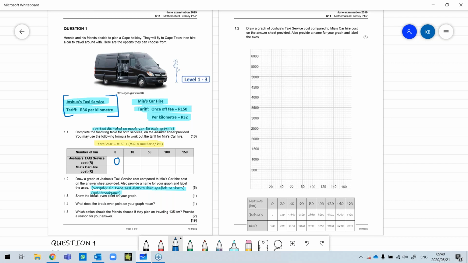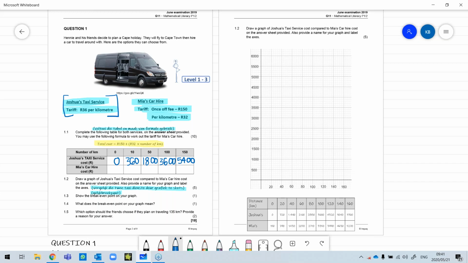If you travel 10 kilometers, you are going to multiply the number of kilometers with the tariff of 36 Rand. So 10 multiplied by 36 is going to give you an answer of 360. If you travel 50 kilometers, 50 times 36 is going to give you an answer of 1,800. If you travel 100 kilometers, it's going to give you an answer of 3,600. And if you travel 150 kilometers, 150 multiplied by 36 gives you an answer of 5,400 rand.